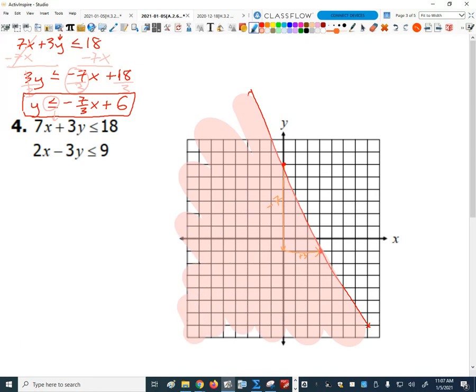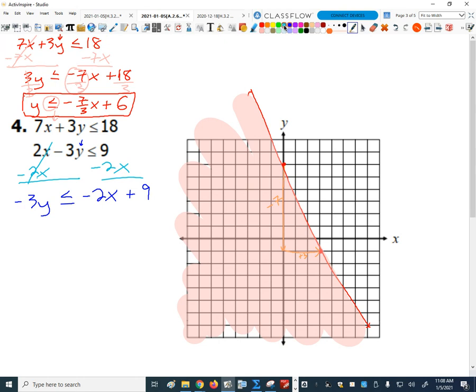Okay, good. Now for the blue one. That'll be the bottom one. I got to get the y by itself in the bottom one. Mr. Thatcher, what do I have to do to isolate that y? Get the 2x to the other side. Okay, good. So I'll subtract it away. So that cancels, and we get negative 3y is less than or equal to, let's put the x term first, so negative 2x plus 9.